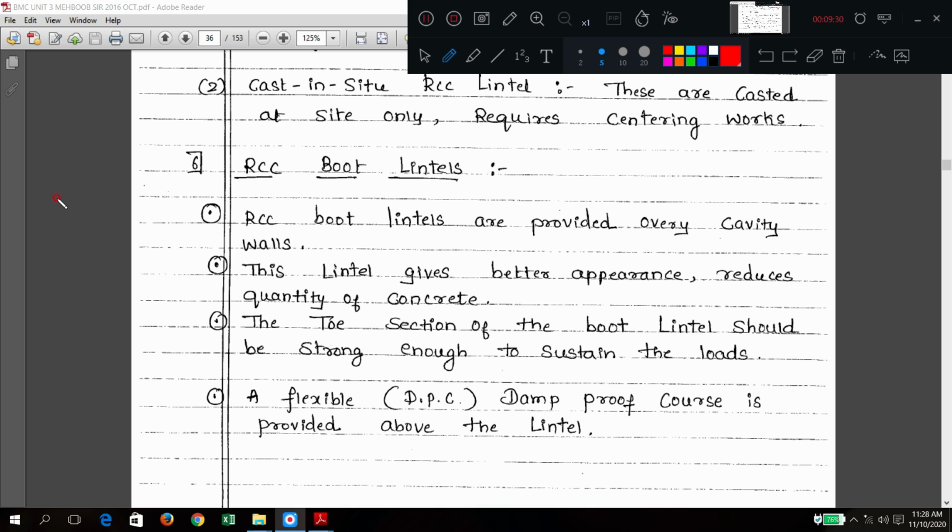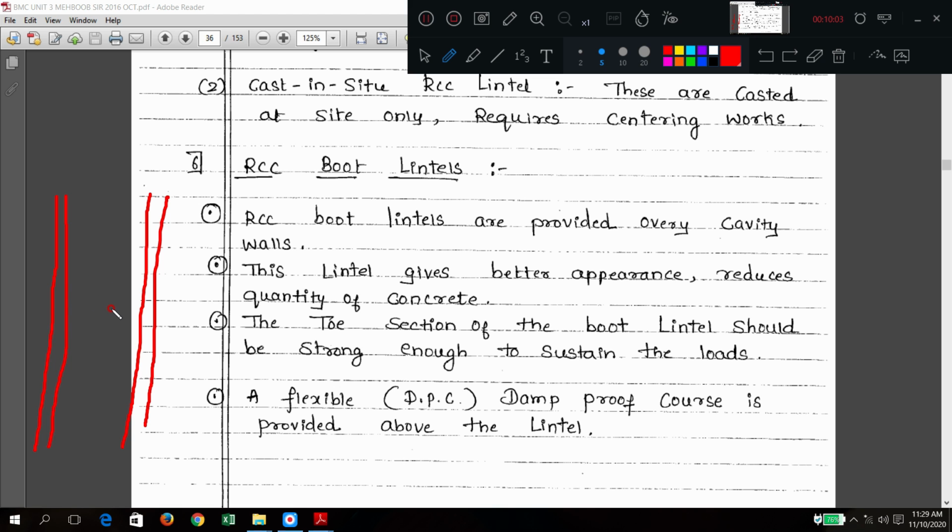So a cavity wall consists of two portions, two leaves. I hope you remember the cavity walls. You go to module 2, where I have discussed cavity walls in detail. It consists of two separate walls joined by bolts and nuts, such that there is a cavity in the middle of these two walls. Like this. So this is a cavity wall.